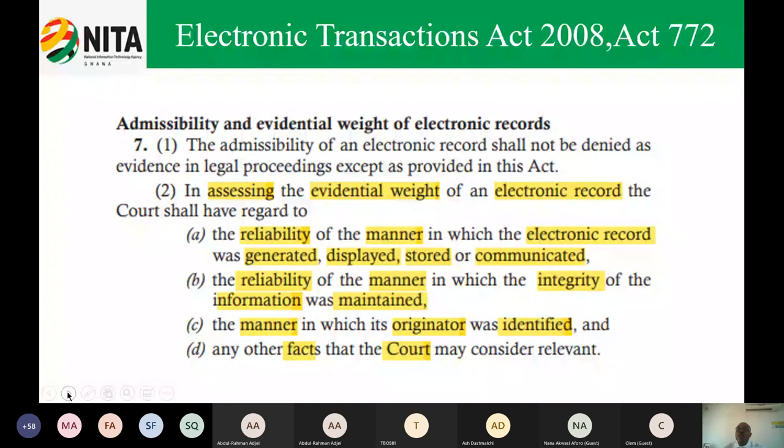So in assessing the evidential weight of an electronic record, it's not the manager or a team or a steering committee. This is a court matter. You'll be standing before a judge, probably in a court of competent jurisdiction, and be asked questions on the reliability of the manner in which your electronic record was generated, displayed, stored, or communicated, the reliability of the manner in which the integrity of the information was maintained, the manner in which its originator was identified, and other facts that the courts may consider relevant. So how do you manage this ecosystem?